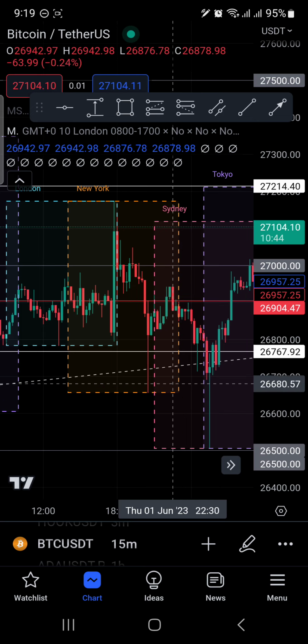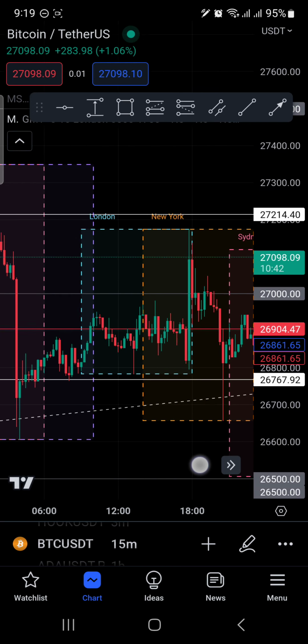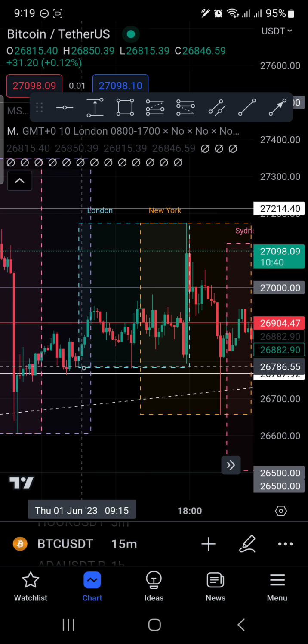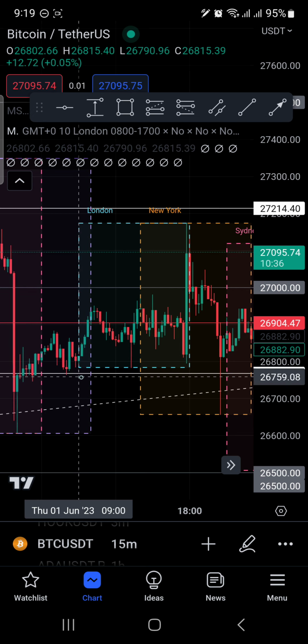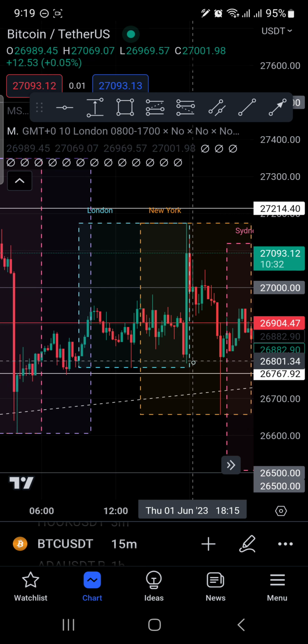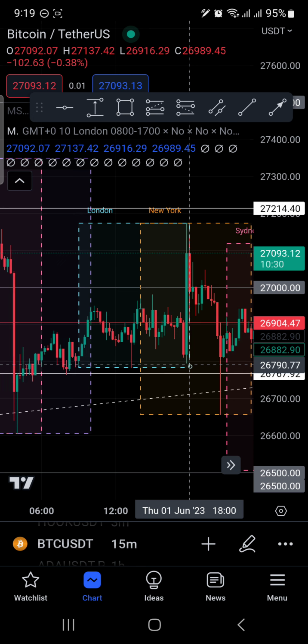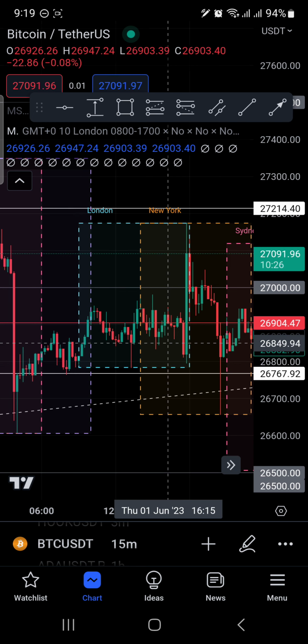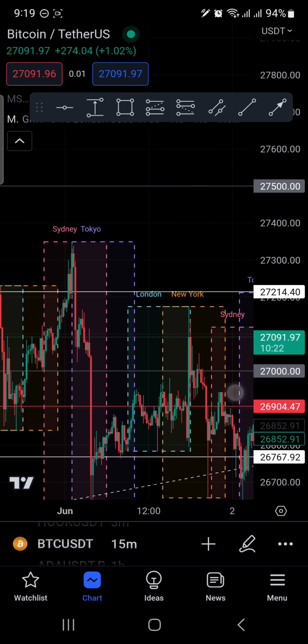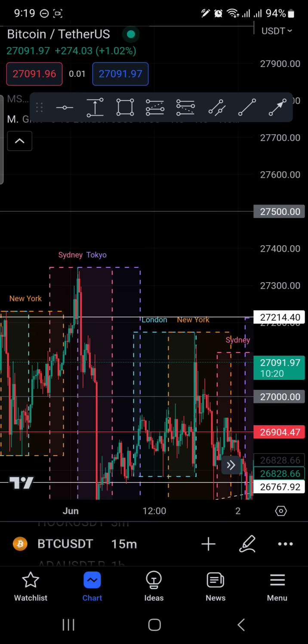Okay, then we have London session, starts by 9, and ends by 6. Can you see that? Ends by 6 p.m. So that's, let me just adjust the indicator.